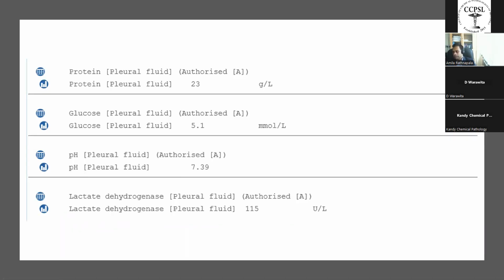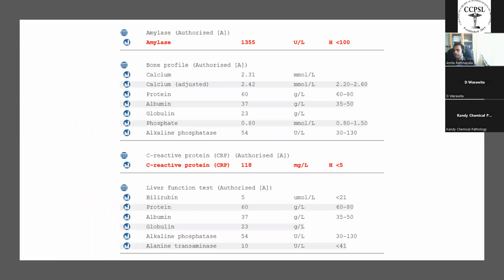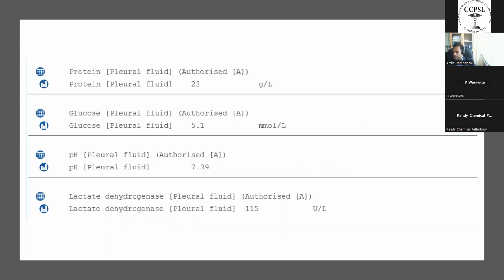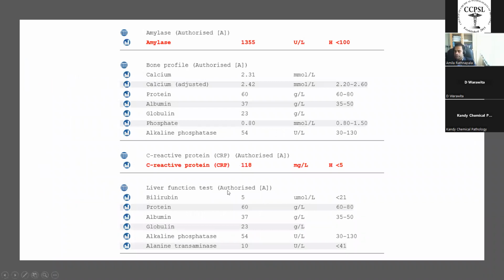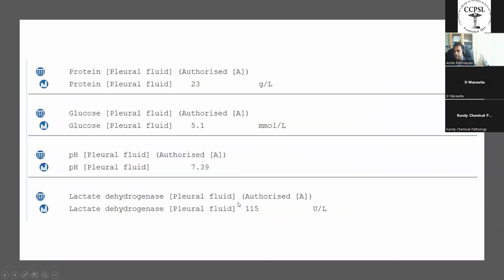The pleural fluid protein level was 23 grams per liter, the pleural fluid glucose level is 5.1 millimoles per liter, its pH is 7.39, and the lactate dehydrogenase level is about 115. So when you compare that with the serum, as you can see here, the serum protein is 60. So if we take the ratio, and the LDH levels are less than 50% of the normal value, we know it is a transudative effusion and it is non-acidic.